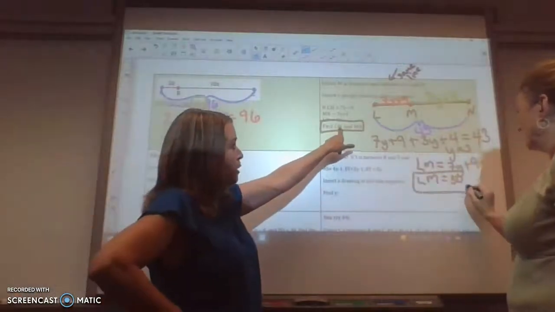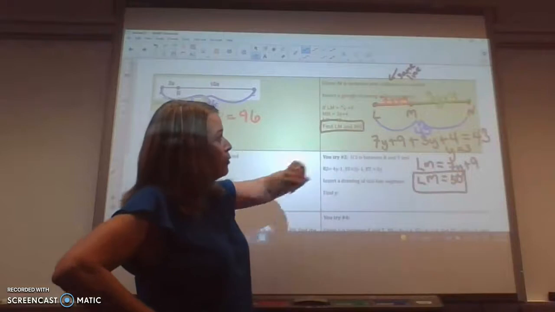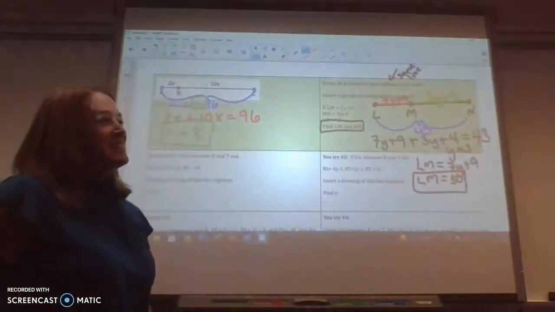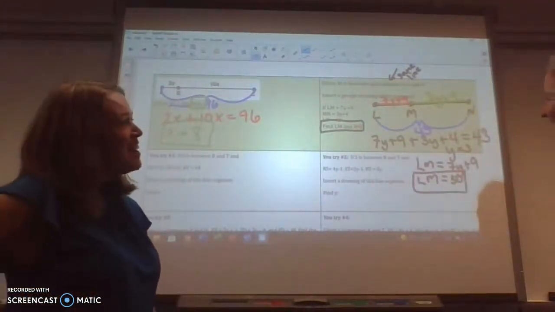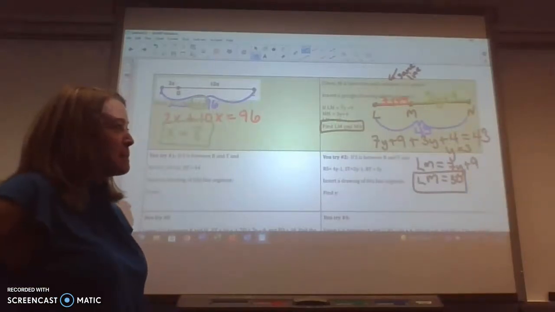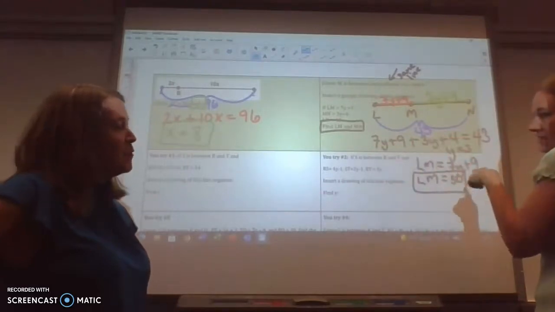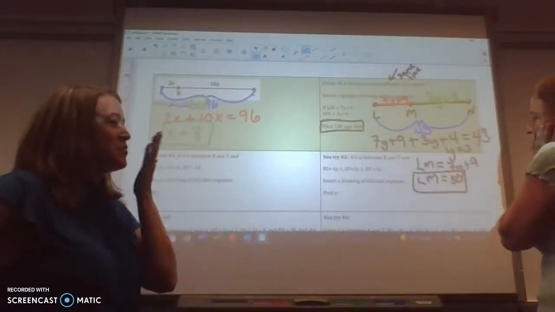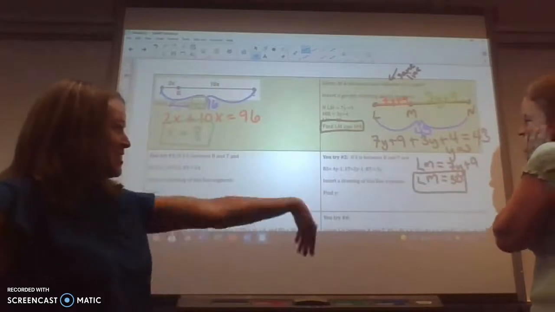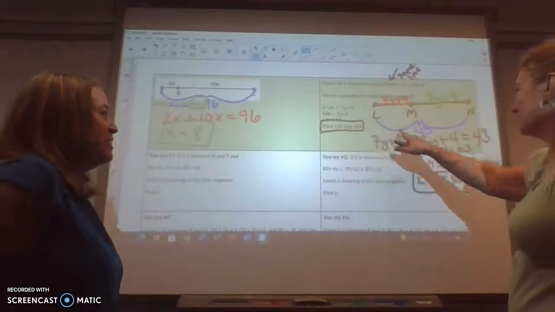We got LM, but are we really done? Oh no, we still have to find MN. Ruh-roh. So now what? So I could do this two different ways, right? I could take my total, which is 43, and subtract the 30. That's the non-algebra way to do it. Or I can stay consistent, and that's what I'm going to do. And now I'm going to find MN using substitution.